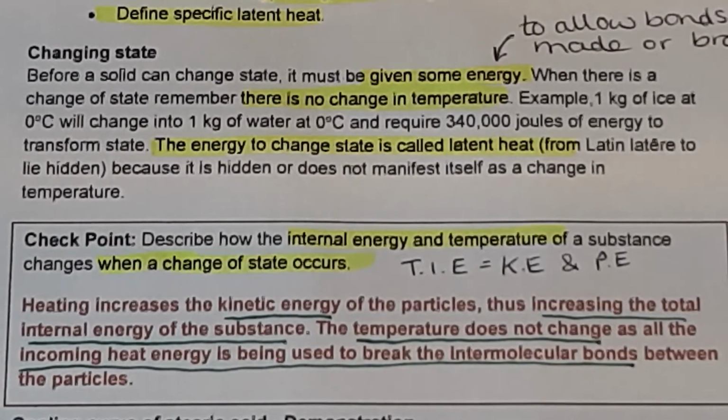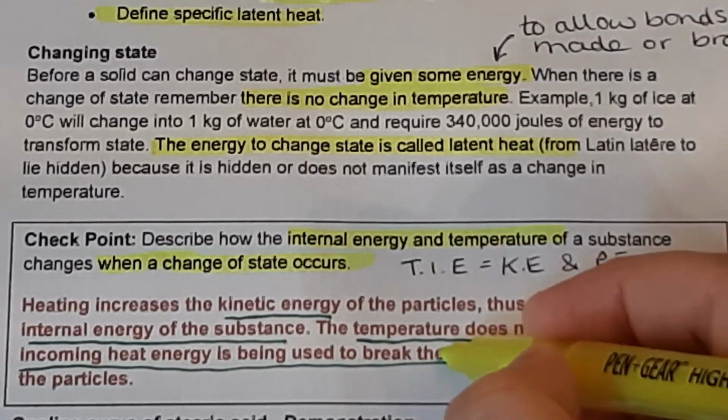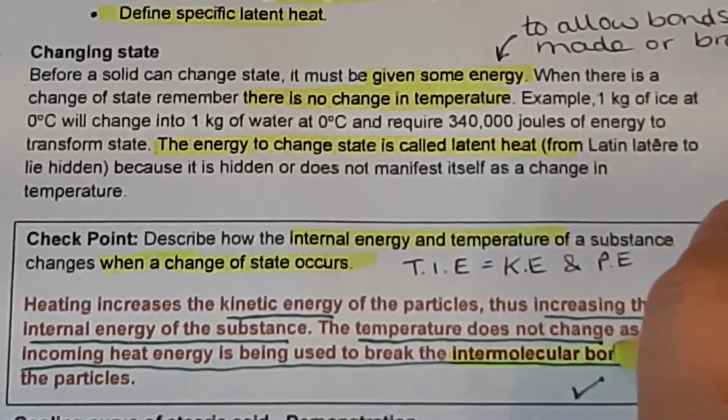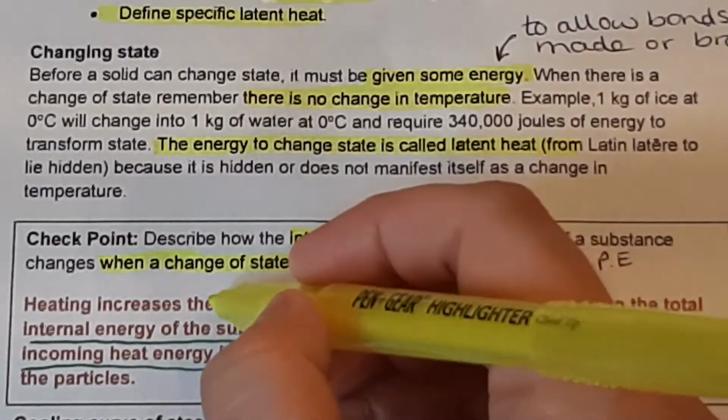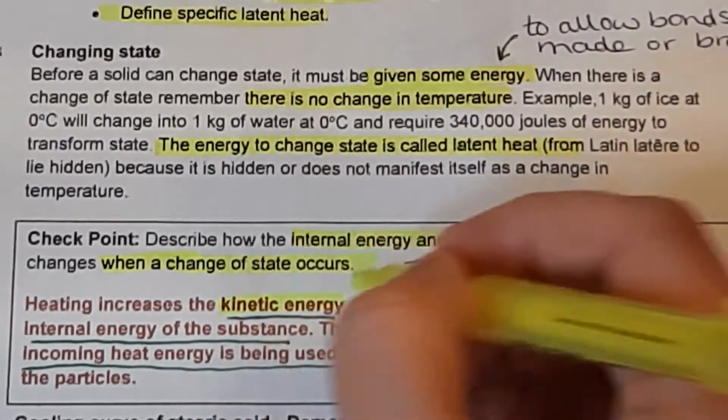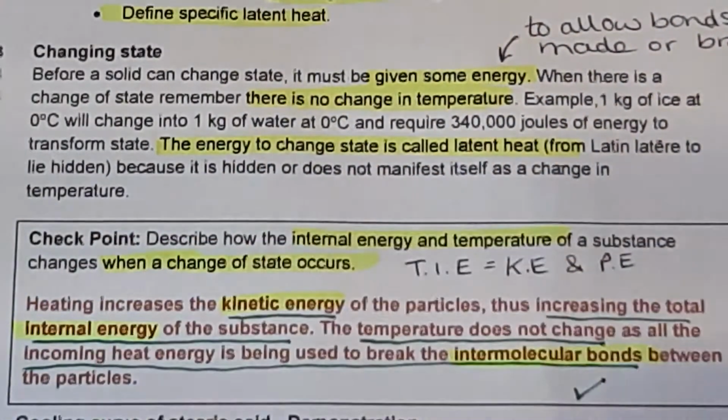Okay, so there's quite a lot to this. You can have 2 marks. One for saying that all the energy is being used to break the bonds between the particles, and the phrase is the intermolecular bonds. And the other one is for saying that the kinetic energy of the particles is increased, or that the total internal energy is being increased. So make sure you say those 2 things, as well as the fact that the temperature does not change. If you pause it to make sure you've got all this written down, that'd be wonderful.